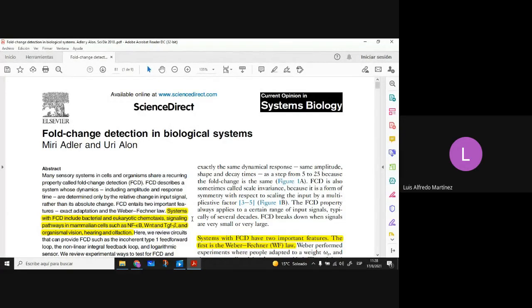I will talk about fold change detection in biological systems. This paper is a review of articles that deal with the mathematical description of biological systems under the approach of change in the relationship between external stimulus and system response.